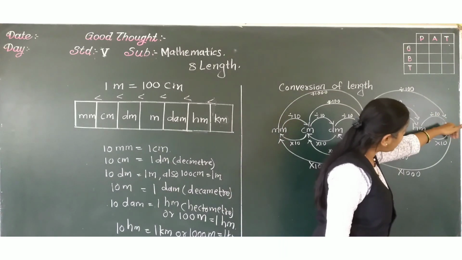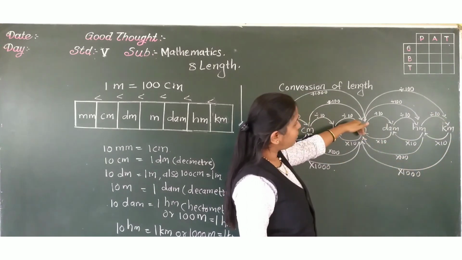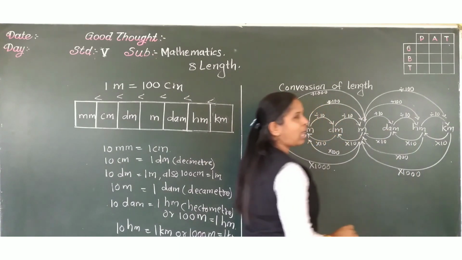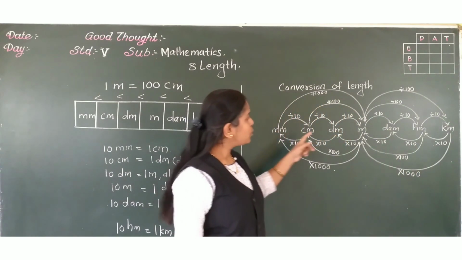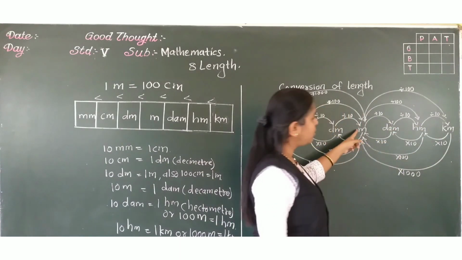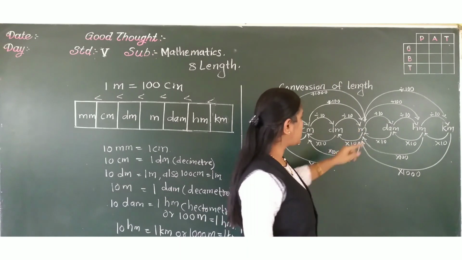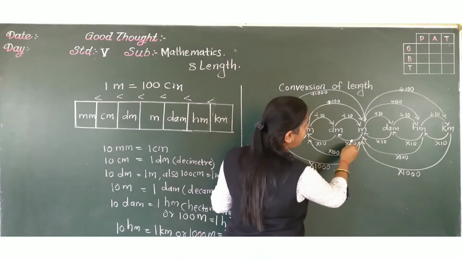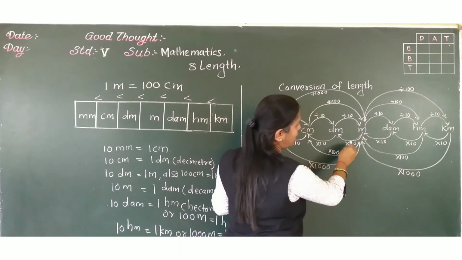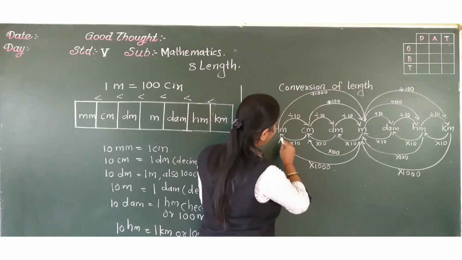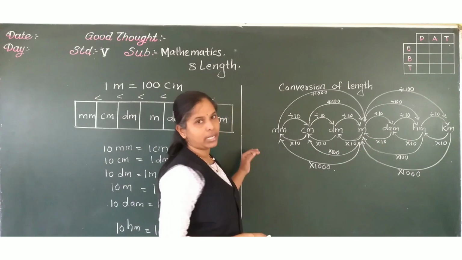If you want to directly convert kilometer into meter, then what do you have to do? See, 10, 10, 10, that is 1000. Okay? So kilometer to meter, if you want to convert, multiply it by 1000. Next, if you want to convert meter into decimeter, multiply by 10. Decimeter to centimeter, multiply by 10. And centimeter to millimeter, multiply by 10.